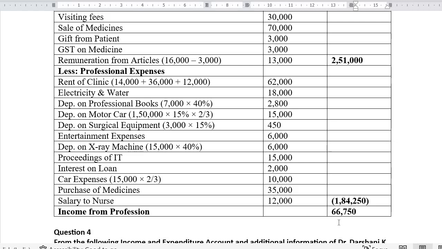So that's all for this session. I will come with question number 4, which is relating to income and expenditure account, not receipt and payment account. So that type of sum, how we have to do, we will look into the next video.